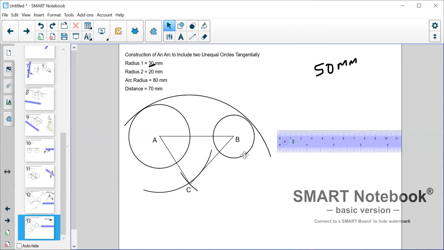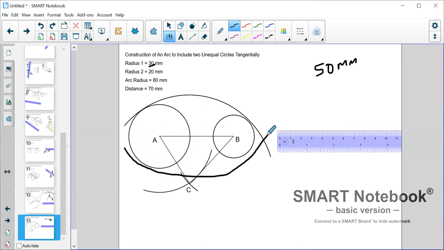Now, in terms of variation, the arc may be constructed in the opposite direction. So whatever you do at the bottom, you have to do on top. That's the only difference that you might come across for this particular construction. Just remember for this one, you have to subtract: you're subtracting R1 from the arc radius, then R2 from the arc radius.